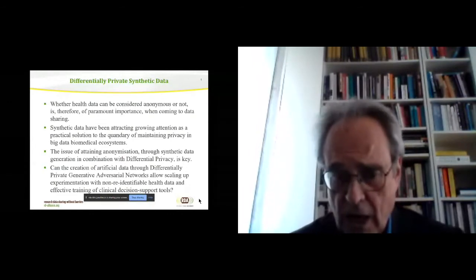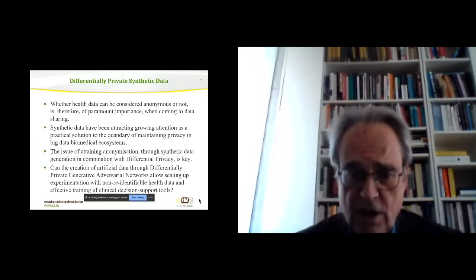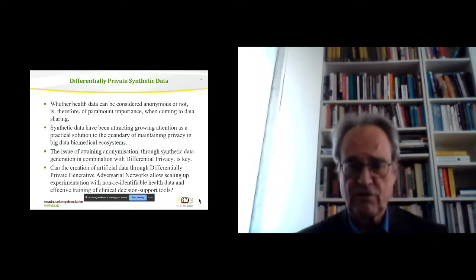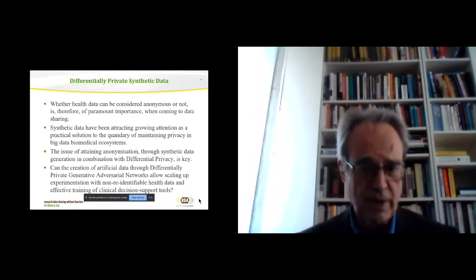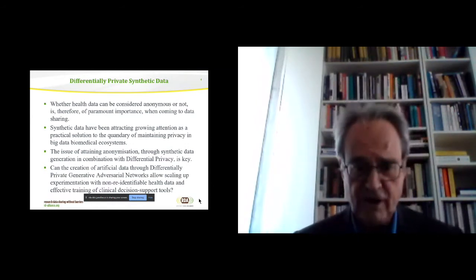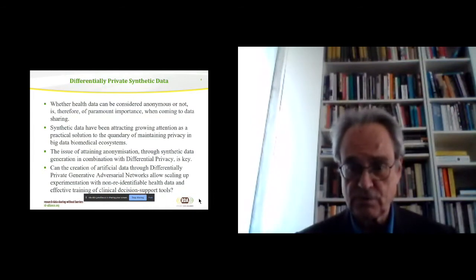So the question is, can the creation of artificial data through differentially private generative adversarial networks allow scaling up experimentation with non-identifiable health data and effective training of clinical decision support tools?